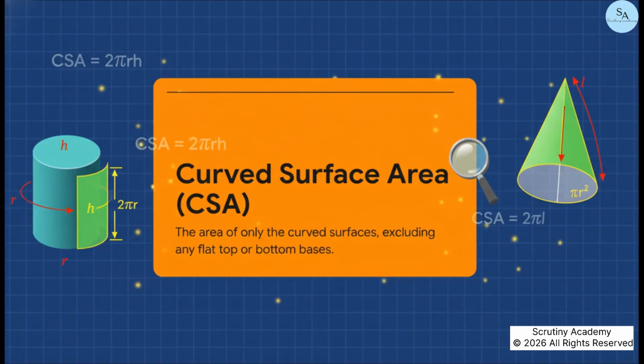But what if you don't need to cover the whole thing? That's where curved surface area, or CSA, comes into play. For a shape like a can or a cylinder, the CSA is just the area of that curved middle part, without the flat circle on the top or the bottom.